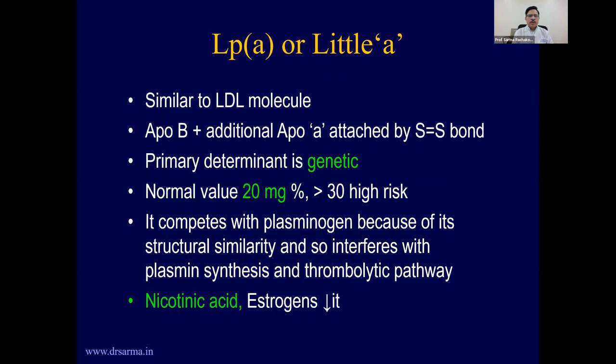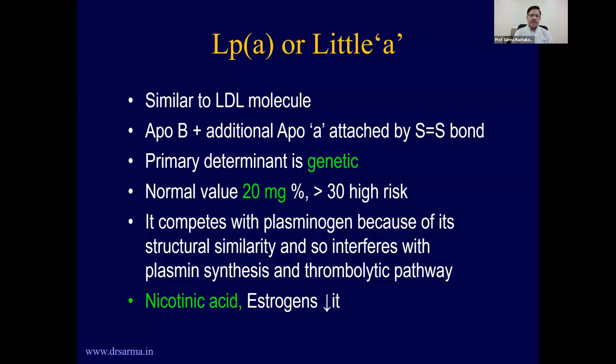Now you see, little a, also called lipoprotein A, is similar to the LDL molecule in its structure. It has ApoB in the protein, and an additional Apo small a is attached by a disulfide bond. Primary determinant is genetic. Mainly it is not diet related. LPA is genetic, not controlled by reducing fats also. Normal value is 20 milligrams. Anything more than 30 is high risk. It competes with plasminogen because of its structural similarity, so it interferes with the plasmin synthesis and thrombolytic pathway.